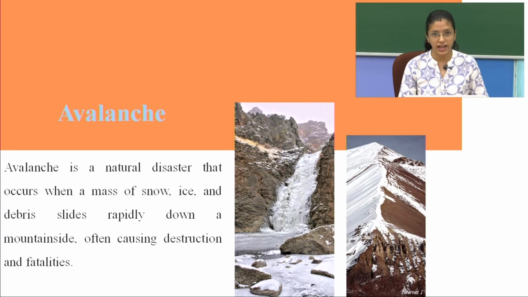Avalanche is a type of natural disaster that occurs when there is a movement of a mass of snow or ice down the slope. It can be triggered by a landslide, earthquake, or intense precipitation on a steep slope.